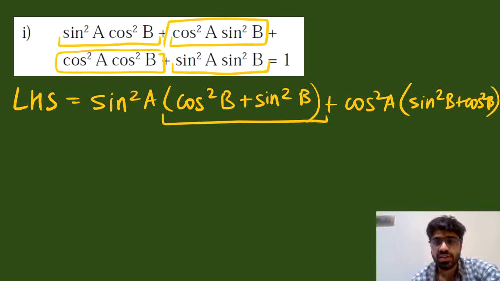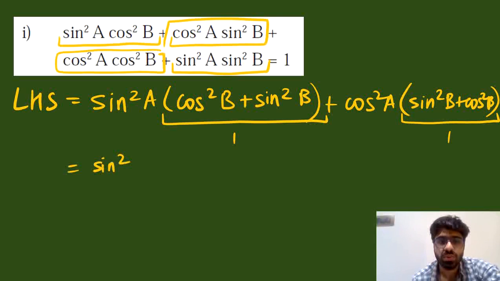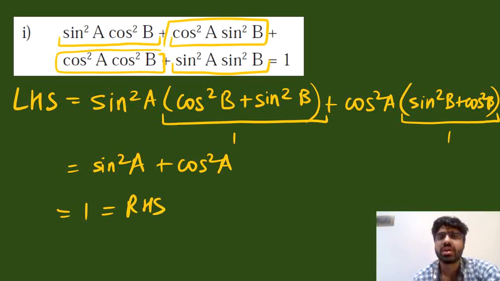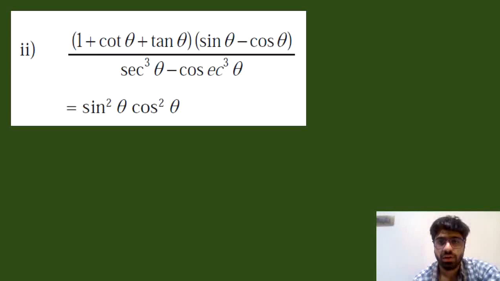Now cos square b plus sine square b will be 1. Sine square b plus cos square b will also be 1. So we are finally left with sine square a into 1, which is sine square a, plus cos square a into 1, that is cos square a, and then sine square a plus cos square a will be equal to 1, which is equal to your right hand side. So that is how we are proving, or solving, our first question. Proving is an appropriate word. That is how we are proving our questions.